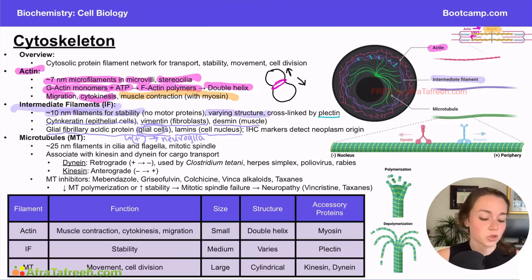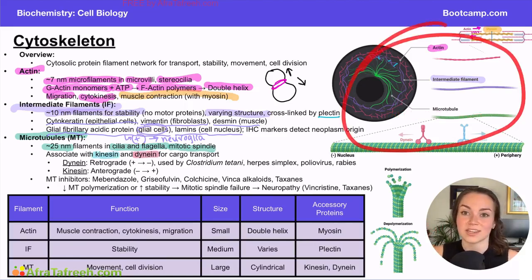So let's move on to microtubules, which are by far the largest of the cytoskeleton filaments. They're about 25 nanometers in diameter, and these make up the core of cilia and flagella, as well as playing an integral role in the mitotic spindle. And similarly to actin, microtubules are going to associate with motor proteins. However, in the case of microtubules, it's two motor proteins called kinesin and dynein. So let's zoom back in and look at those.